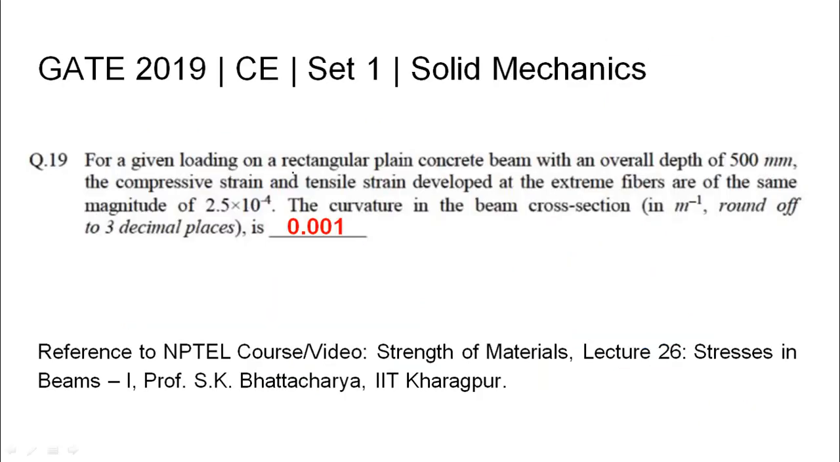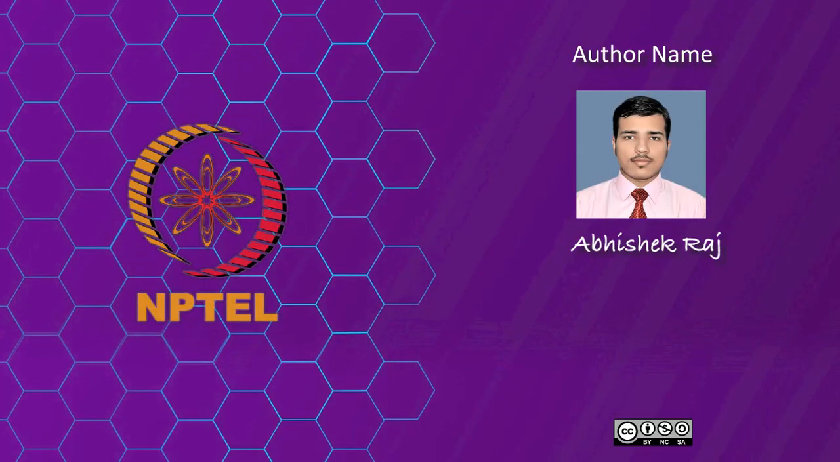So for a rectangular plain concrete beam whose tensile strain and compressive strain magnitude was given along with the overall depth of the beam, the curvature in the beam was found out as 0.001. The relevant NPTEL reference has been cited.